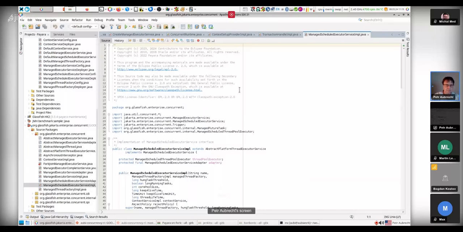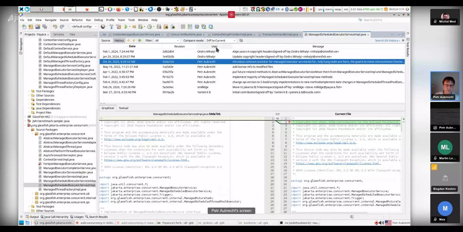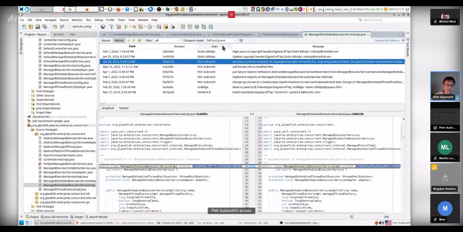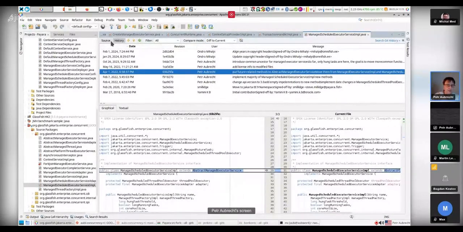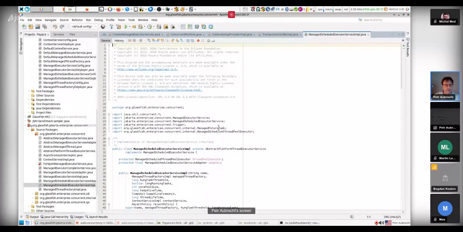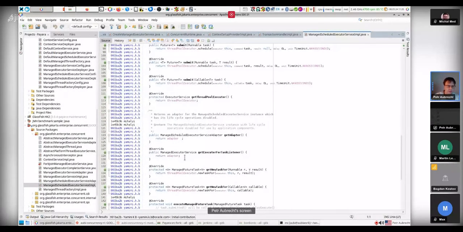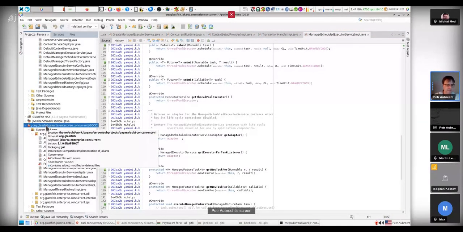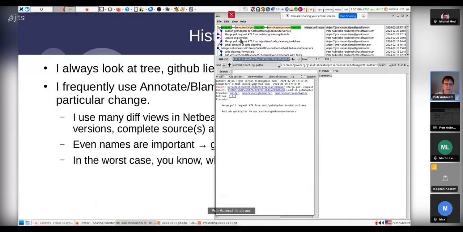A normal file as you expect. History, it's obvious, comparing to either previous or to current. So how it changed from sometime. What I use very often is blame. If I look at something smelly, okay, let's check out the latest version.